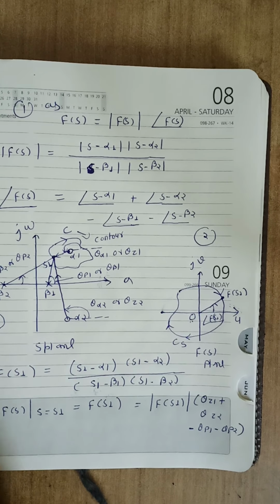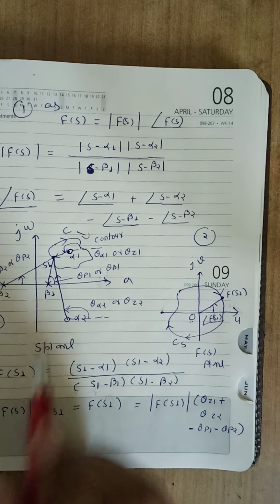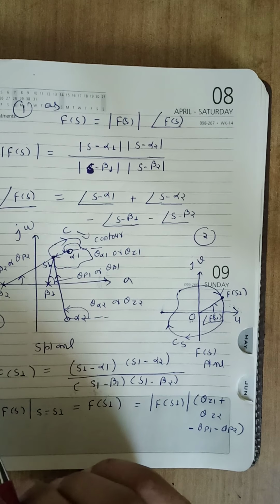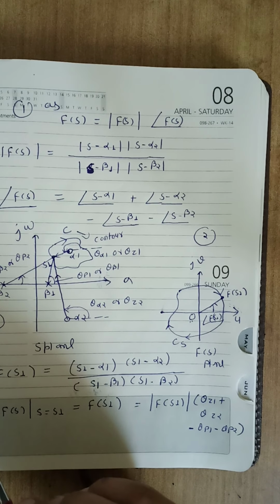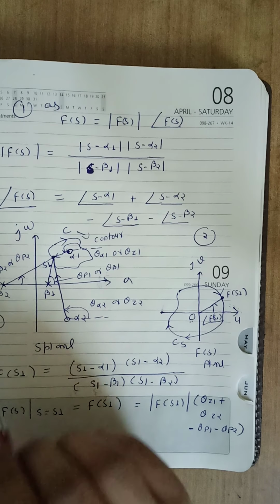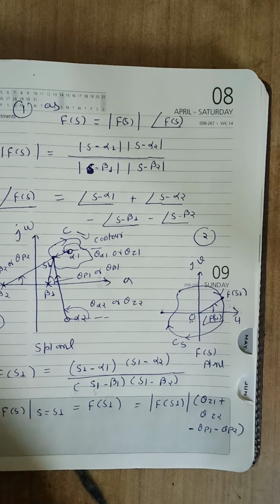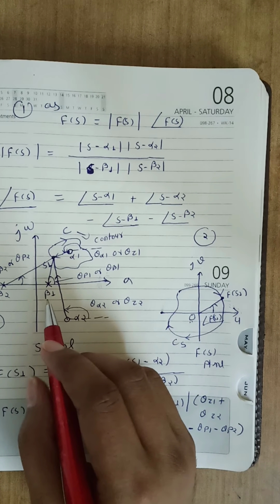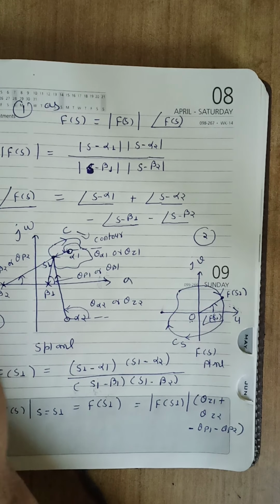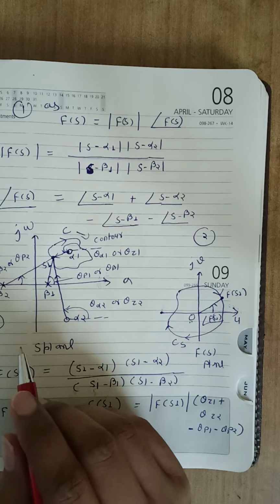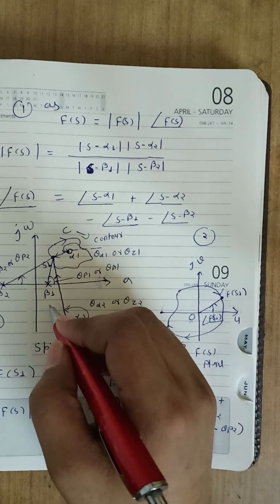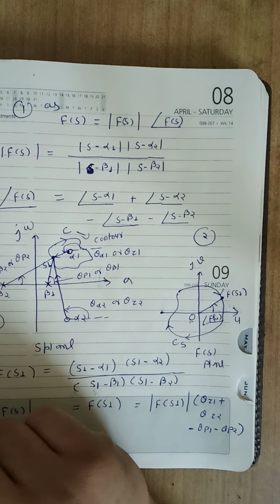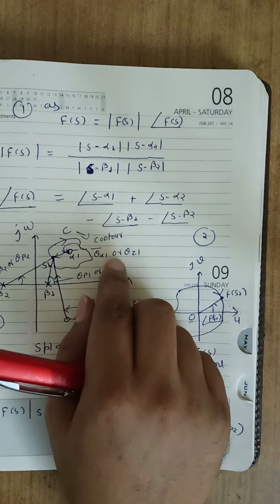So we can say for each zero of F(s) enclosed by the s plane contour, the corresponding F(s) plane contour encircles the origin once in a clockwise direction. Already we have seen. Suppose the s plane contour C encloses a pole at s equal to beta 1 of F(s), then what will happen? The phasor s minus beta 1 generates an angle of 2 pi radians in the clockwise direction as s1 traverses the prescribed path.